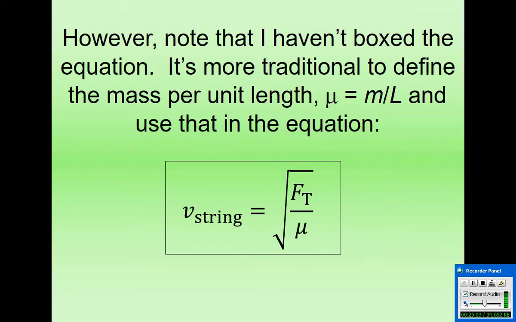This is sometimes called the linear mass density. It's often represented by a lowercase Greek letter mu. It's equal to mass divided by length. And if we use this string property, then our expression for the speed of propagation in a string is the square root of tension over linear mass density, the square root of Ft over mu.